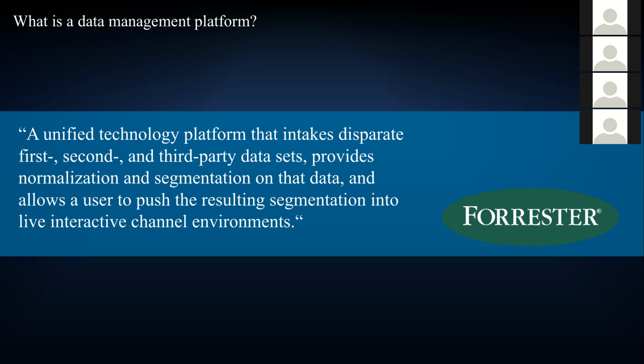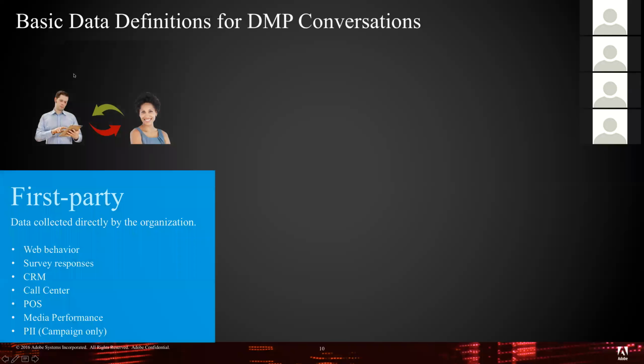So let's break down the parts of the sentence. First things first. What do I mean when I say first-party data? First-party data is data collected directly by your organization. And by your organization, I mean the organization that is the Audience Manager customer. So if Corporation XYZ is an Audience Manager customer, data that XYZ collects on their customers constitutes first-party data. That can include web behavior, survey responses, CRM data, call center data, point-of-sale data, media performance data, and PII data, but I want to note we can only pass that PII data into Adobe Campaign.